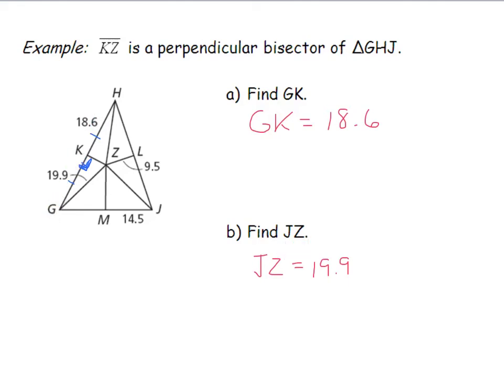Now for JZ, they're talking about the distance from J to Z. We're dealing with the line segment that goes from the vertex to the circumcenter. That means that would be the same distance from Z to H or the same distance from Z to G. Now, since we're working with Z to G, and that's the only one that's labeled with this 19.9, I know that JZ should also be 19.9.